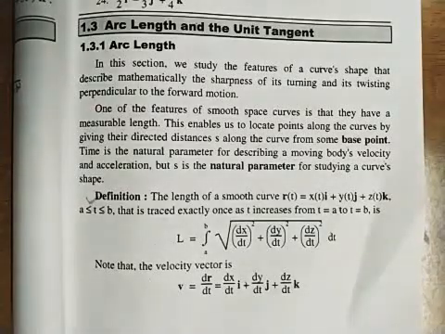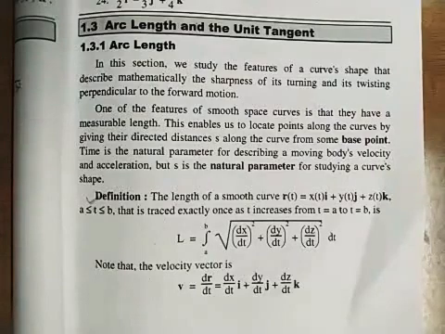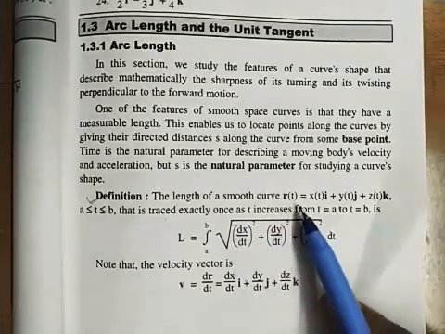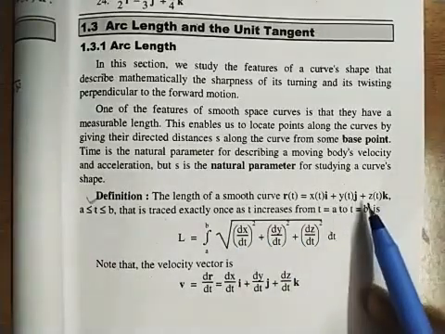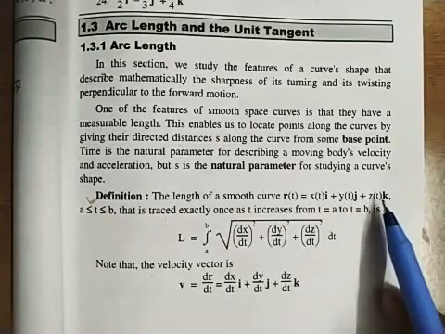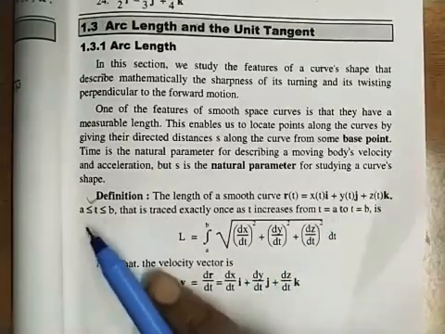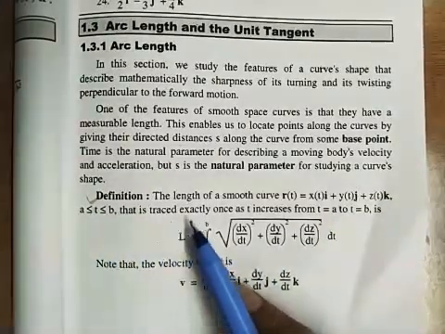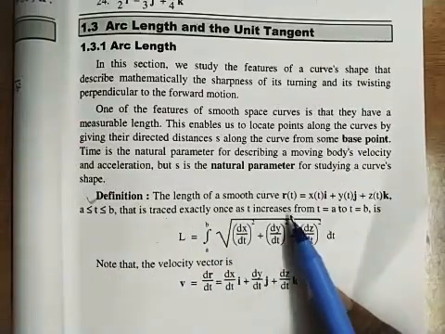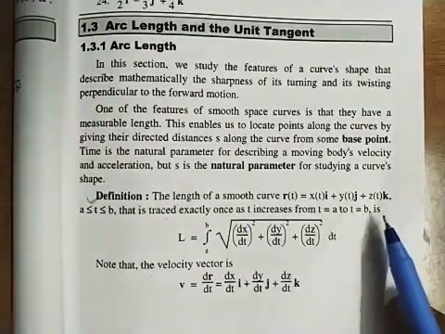Hello students, let's start the next topic, that is arc length and the unit tangent. The first is about arc length. Now the definition: suppose there is a smooth curve r(t) = x(t)i + y(t)j + z(t)k, where t is between a and b, that is traced exactly once as t increases from a to b.